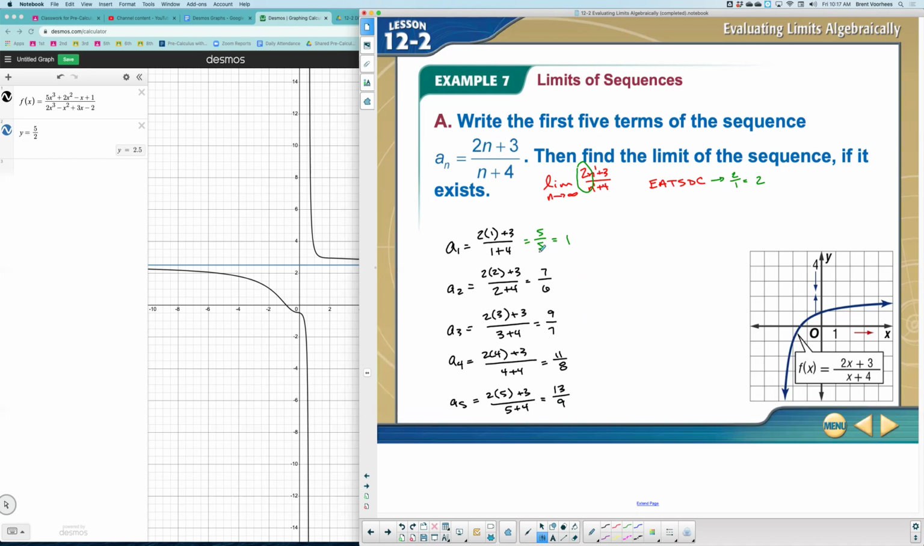And so what's happening is we start off with the value 1, and the function each time is getting a little bit larger and a little bit larger. And you'd think that might go on for infinity and just keep getting larger and larger and larger.